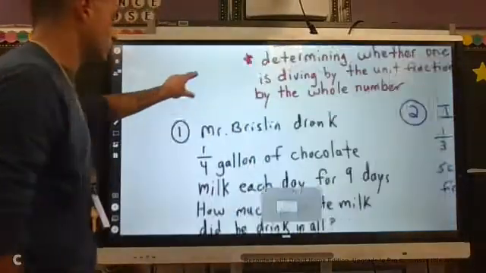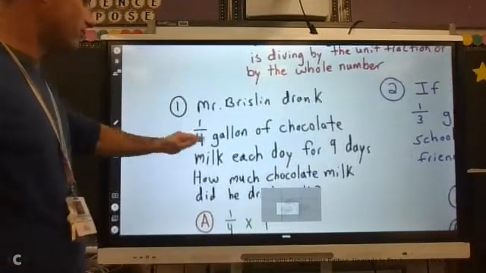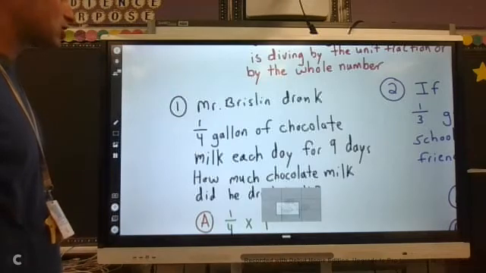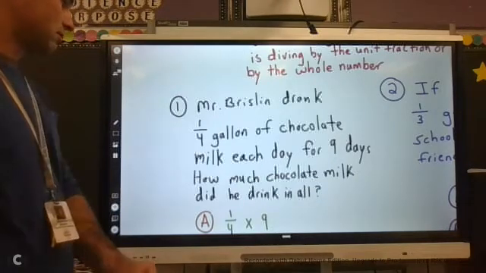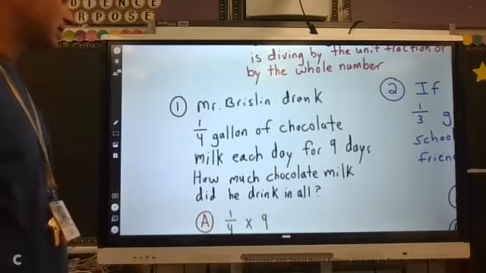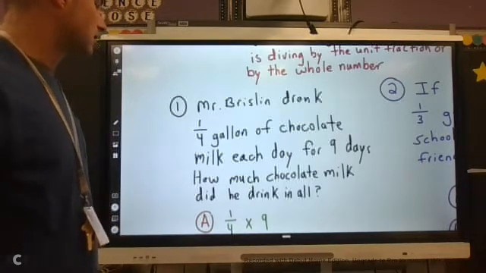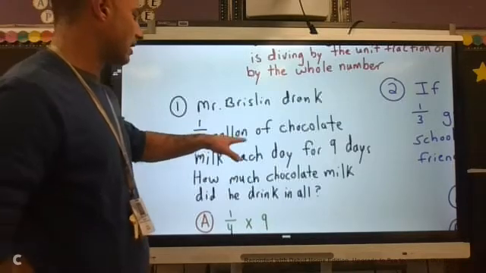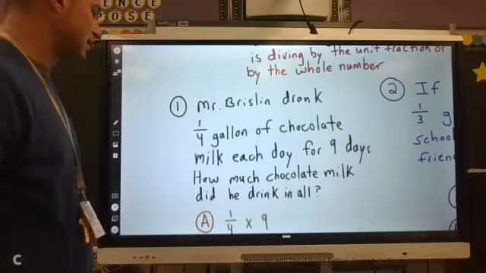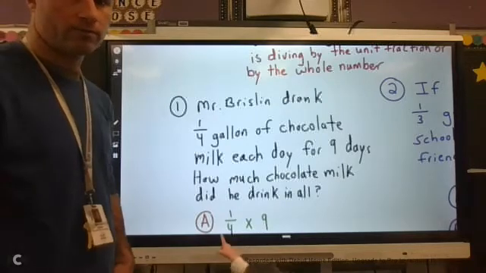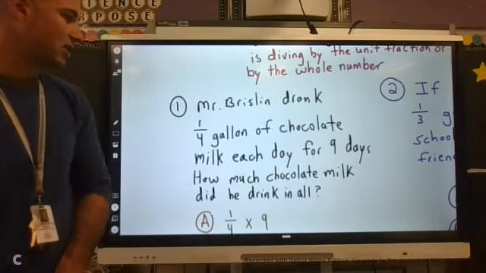So for question 1, Mr. Brislin drank a 1/4 gallon of chocolate milk each day for 9 days. How much chocolate milk did he drink in all? He drank 1/4 of a gallon of chocolate milk each day for 9 days. How much chocolate milk did he drink in all?